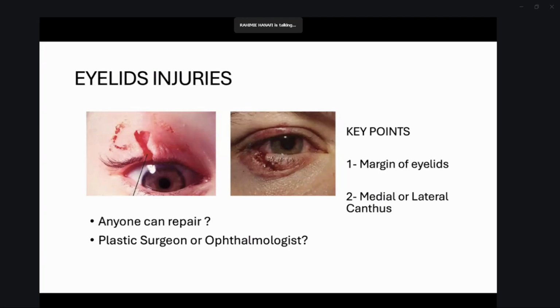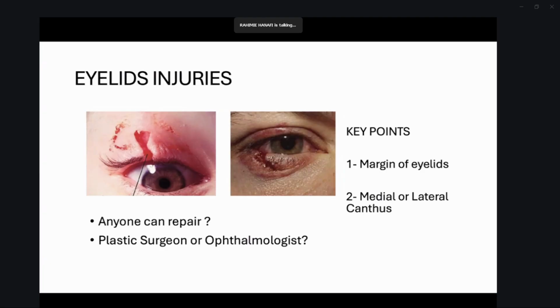No. Okay, the answer is no. For the eyelid injury, either plastic surgery or an ophthalmologist can repair. So that means all patients with an eyelid injury need to be referred to the hospital.